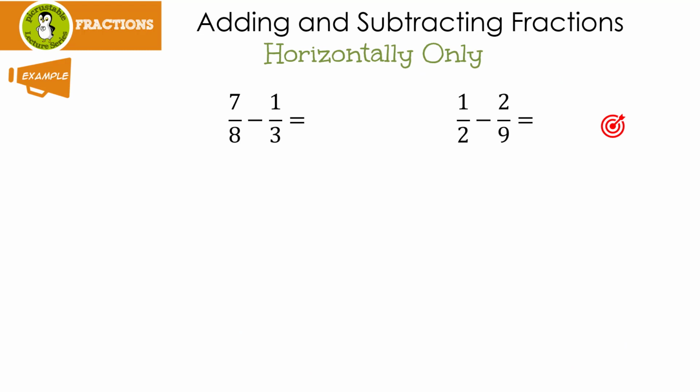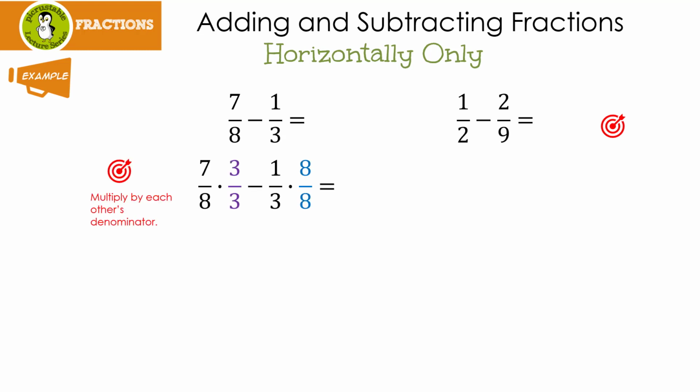Let's do these two horizontally only. Remember I said I'm only going to be doing this from now on. 7/8 minus 1/3. Remember, we're going to multiply by each other's denominator. That means I'm going to take 7/8 times 3 over 3 minus 1/3 times 8 over 8. Notice I'm multiplying by each other's denominator. When I multiply, I end up with 21 over 24 minus 8 over 24. Yeah, common denominator. Since we're subtracting, we're going to take 21 minus 8, which is 13, and we keep the common denominator, which is 24. This one does not reduce, so it's my answer.